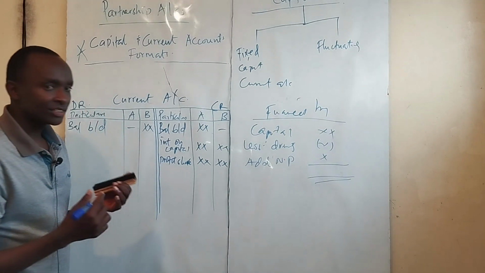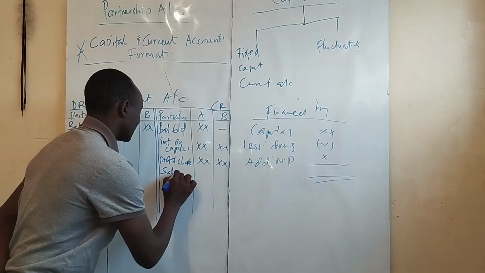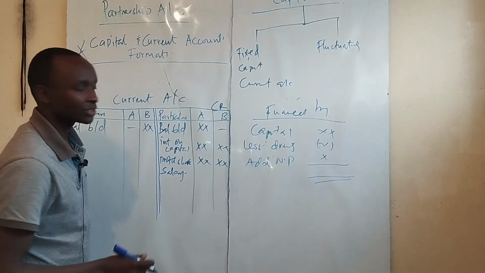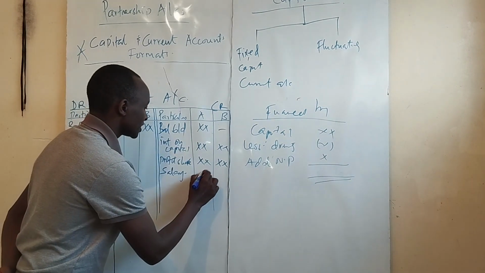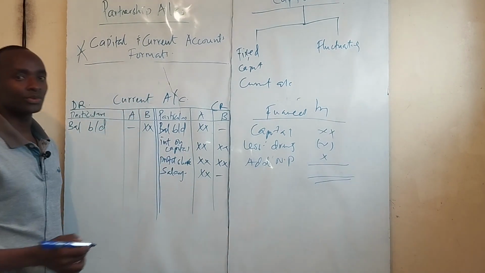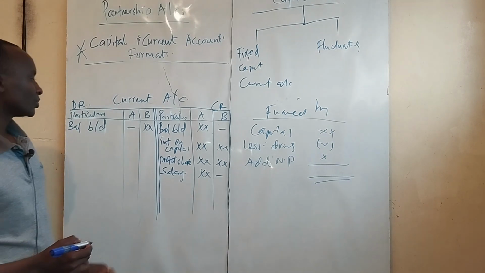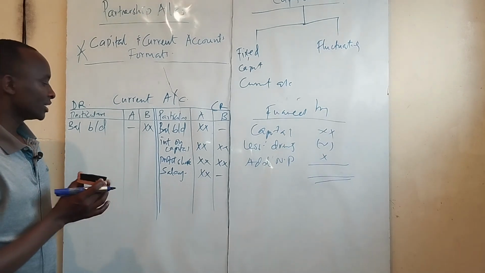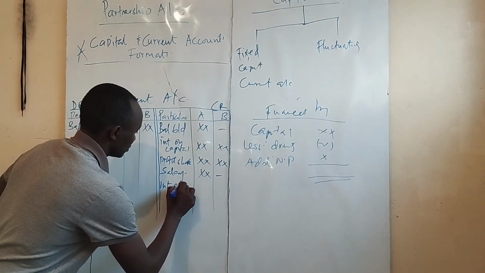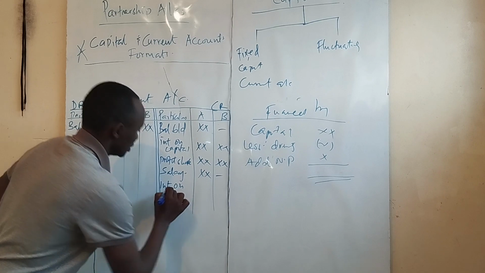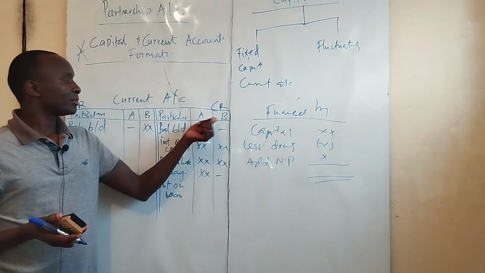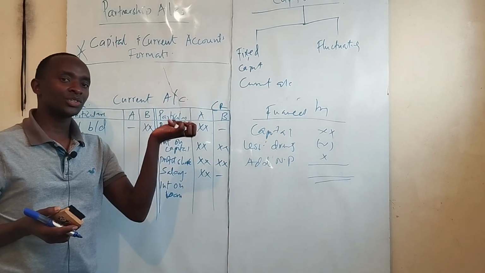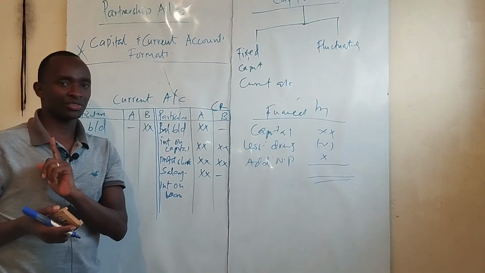And another benefit that maybe the partner could get is the salary. Maybe partner A was receiving salary, partner B was not, or either way. So you can say partner A was receiving salary, but not the two. Are we together? So another thing that you are going to include here is the interest on loan. So let us assume that partner B lent the partnership organization some amount of money in form of loan.